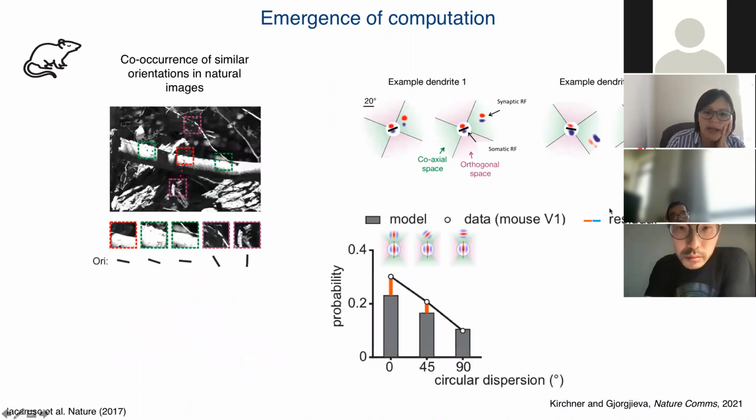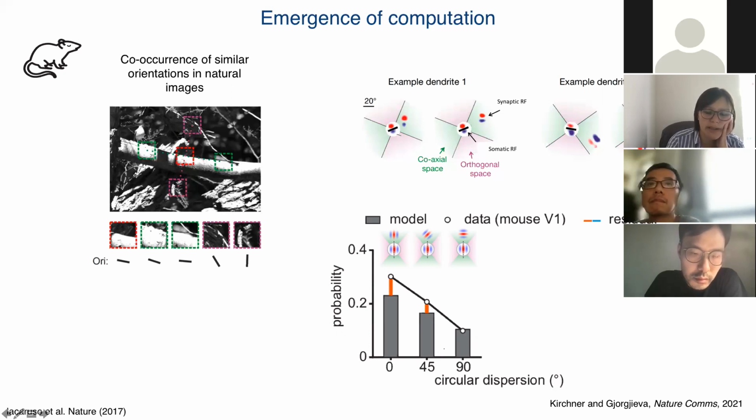And then you can quantify the occurrence, so you can build a histogram as a function of the circular dispersion. The circular dispersion is the difference in orientation between the synapse and the soma. You can first do this for the coaxial space, so this first plot refers just to coaxial space. This is a combination of model and data. The data here is the circles, so let's just focus on the circles because this is the experimental finding.